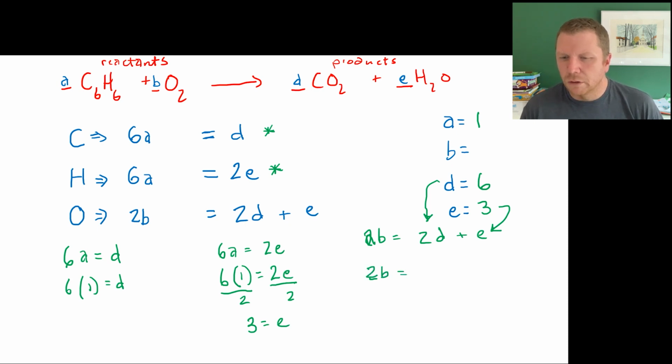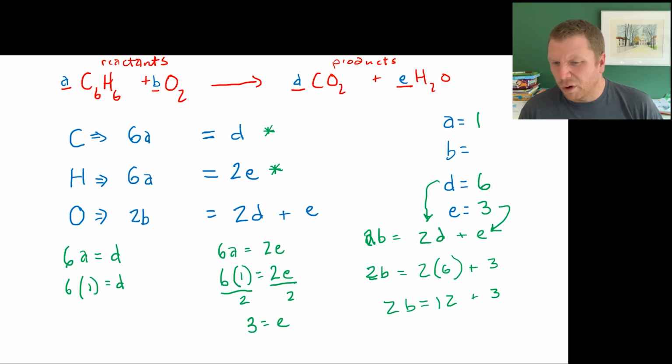2B equals 2 times 6 plus 3. Well, 2 times 6 is 12, plus 3 equals 2B. So that brings me to a point where I've got 2B is equal to 15. Divide each side by 2, and I've got 7.5 or 15 halves.